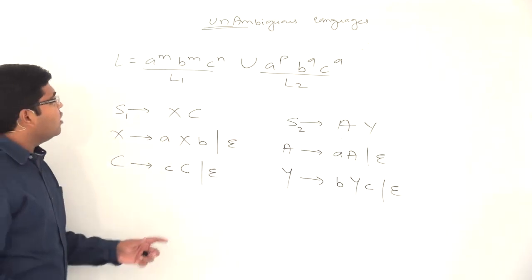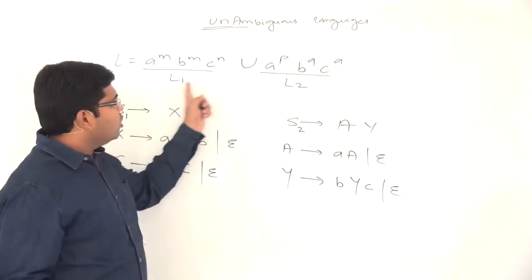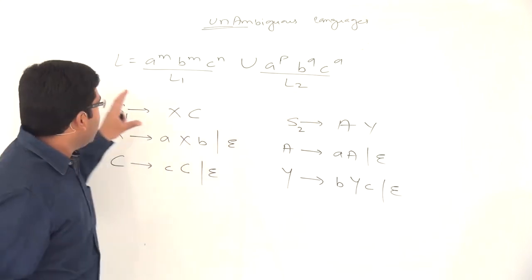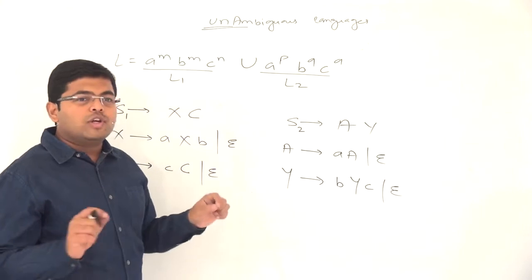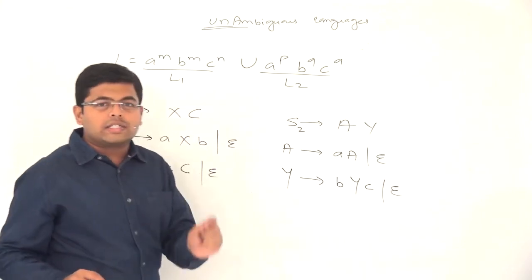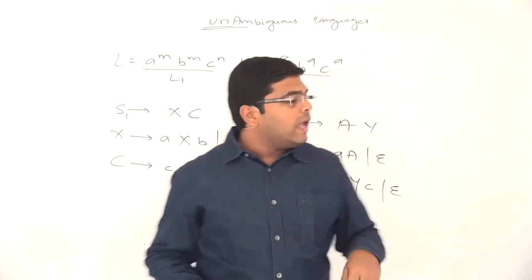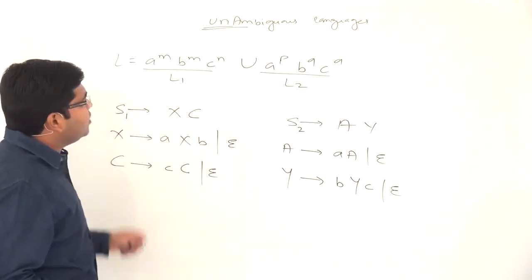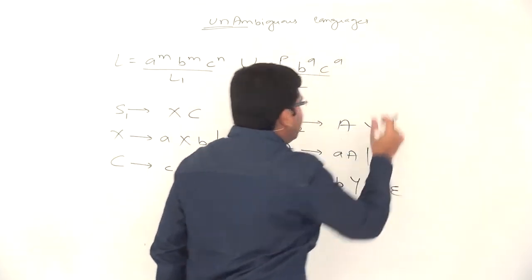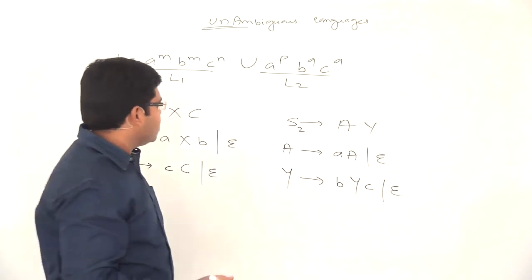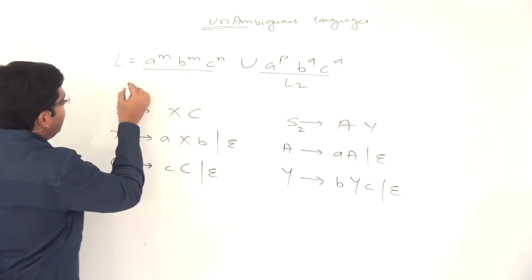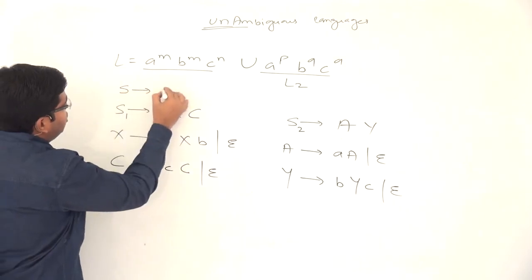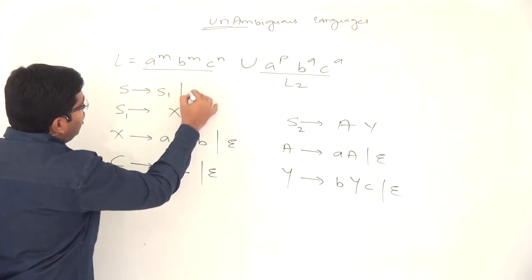Okay, so what we have done, we broke the language L into a union of two languages L1 and L2. We have written a grammar for L1, we have written a grammar for L2. However, we don't want a grammar for L1 or L2, we are interested in the grammar for L. And the grammar for L can be simply written by adding an additional production of the format S produces S1 or S2.